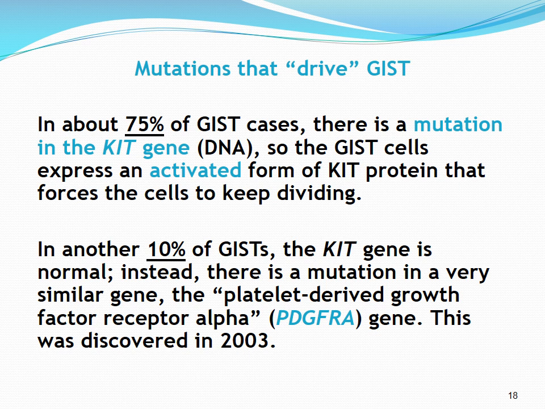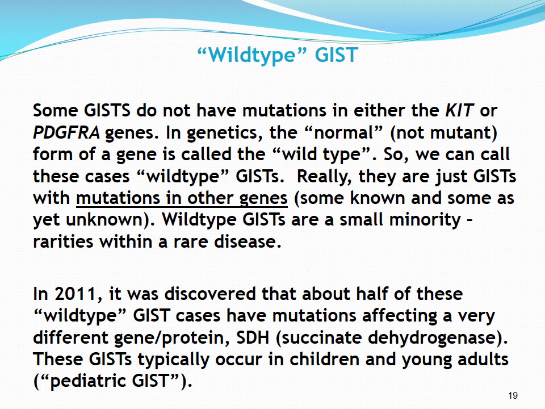It's either a KIT mutation or a PDGFRA mutation, but that still leaves a small percentage, maybe 15%, that are normal for KIT and for PDGFRA. So what's going on there? Well, these GISTs are typically called wild-type GISTs. Wild-type is just the term that has always been used in genetics to refer to the normal gene, a gene that is not mutated. Geneticists always call that the wild-type. So wild-type GIST just means that in these GISTs, there is no detectable mutation in KIT or PDGFRA.